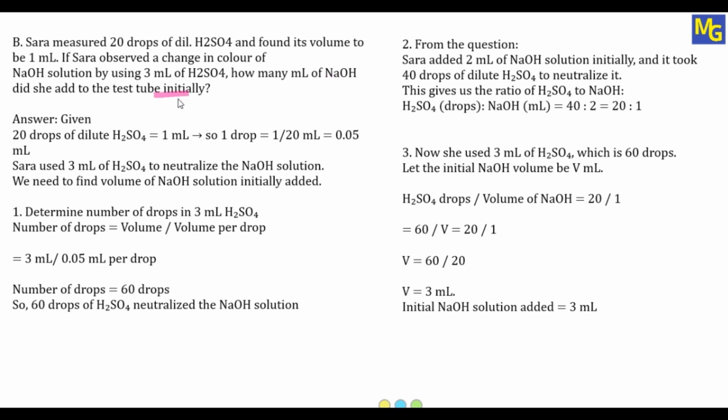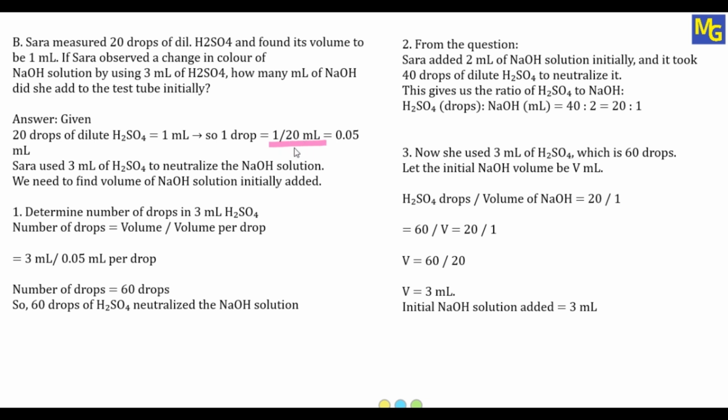So this is the question. What is the answer for this? 20 drops of dilute H2SO4 means how much? She measured 1 ml. Therefore, 1 drop is equal to how much ml? If 20 drops is 1 ml, then 1 drop is how much? So if you cross multiply, for 1 drop, it will be 1 by 20 ml.